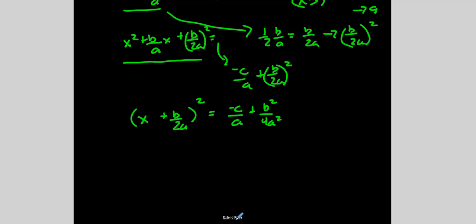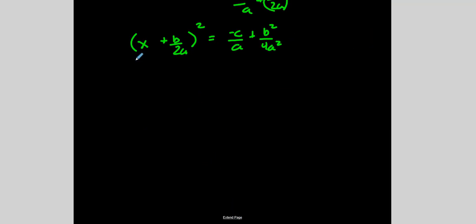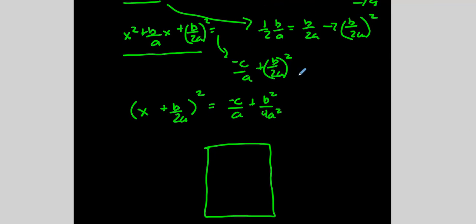So just to show you that in fact x plus b over 2a squared gives you what we started with when we completed the square, that it gives me this. Let's actually multiply it out using the box to demonstrate that I'm not just making this up. Actually, you can reason this out.